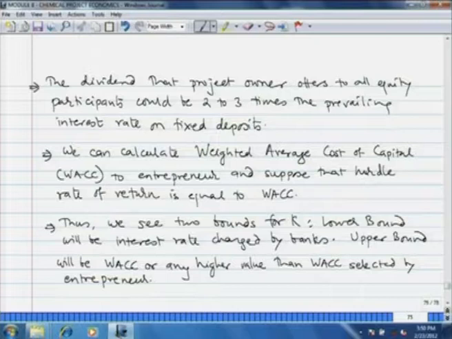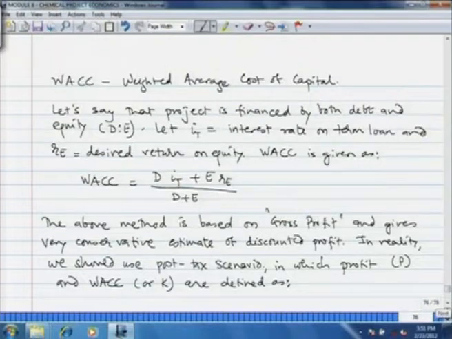Okay. So that lower bound is the interest rate charged by the bank, and the upper bound will be the weighted average cost of capital or any higher value than WACC that is selected by the entrepreneur. Now let us see how we can calculate the weighted average cost of capital. As I just said, we assume that the project is financed both by debt, and that is term loan, and the equity.